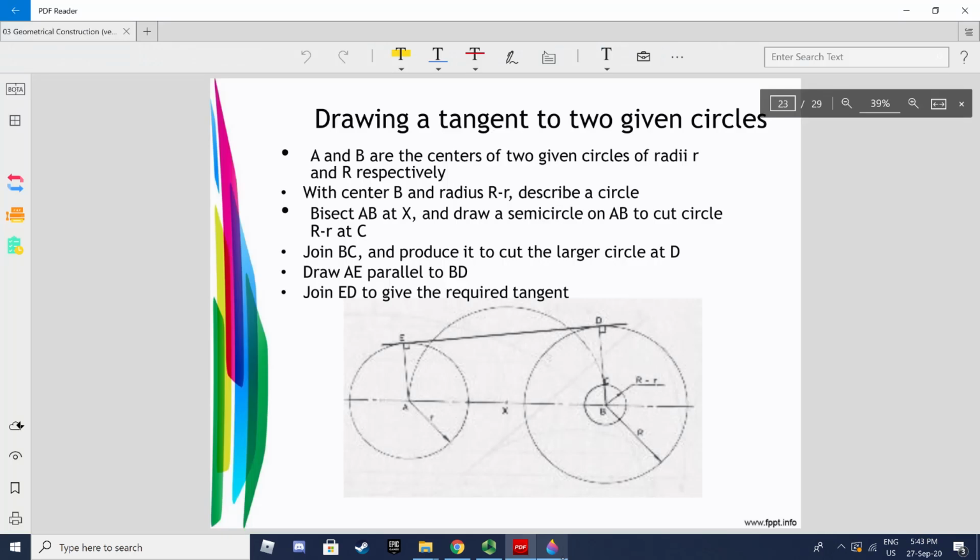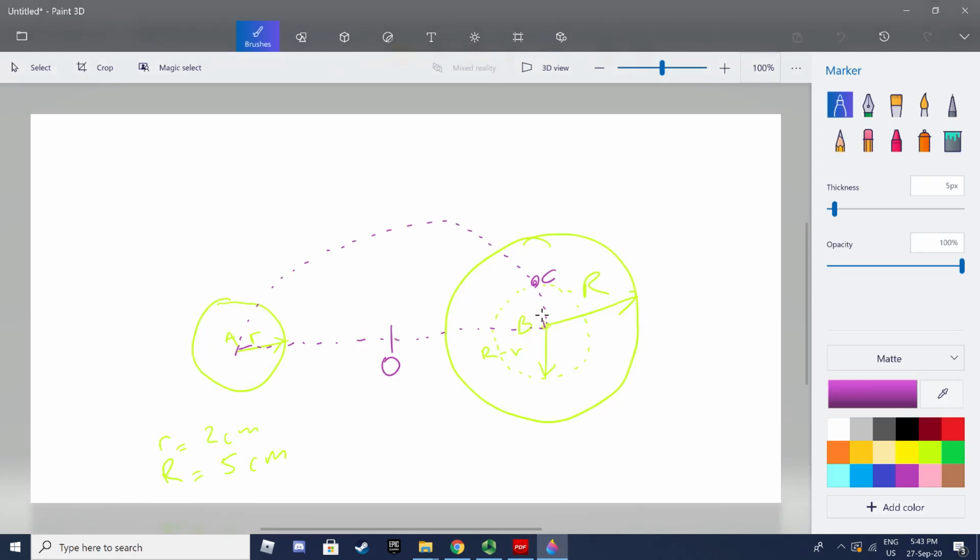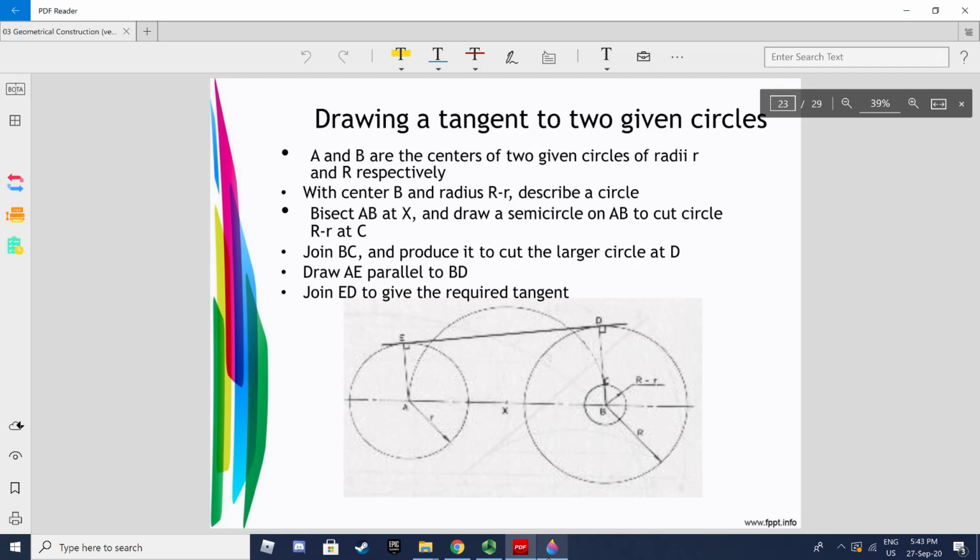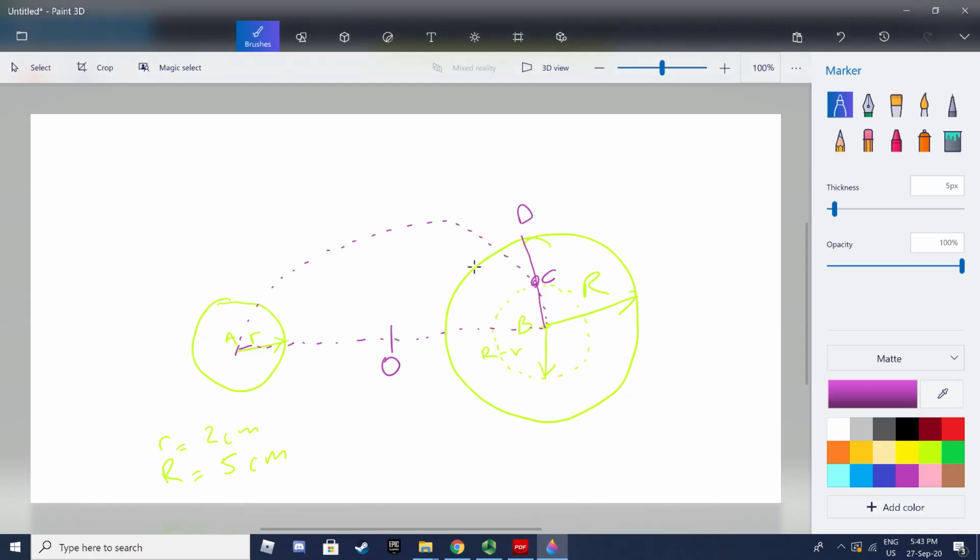Join BC and produce to cut the larger circle at B. So actually you need to do the cut from BC, this one, and this is where the D point is. And then draw a parallel line to BD. You need to draw a parallel line to BD so that you have a distance here, BD, and then you draw a parallel line from A.